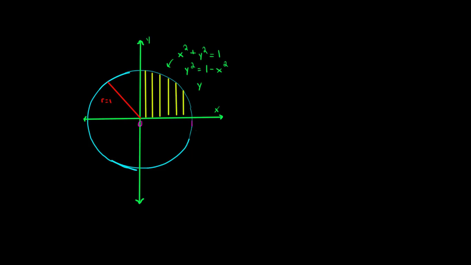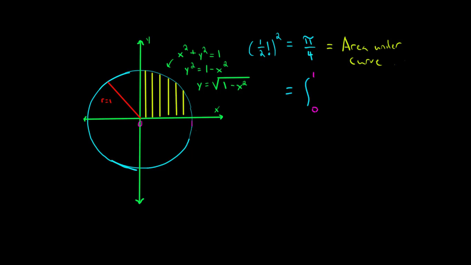So now we'll solve for y. y would equal the square root of 1 minus x squared. And again, we're going to rely on the fact that 1/2 factorial squared equals pi over 4, which is the area of 1/4 of this unit circle, or we could think of it as the area under the curve. So if it's the area under the curve, then I can write it as the integral from 1 to 0 of the square root of 1 minus x squared dx.